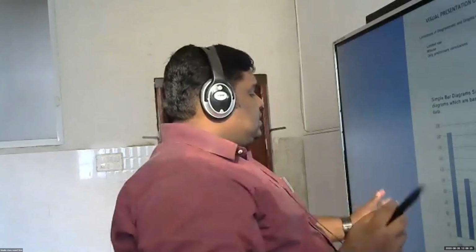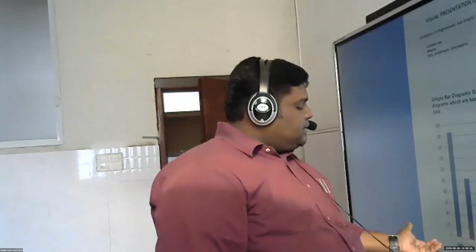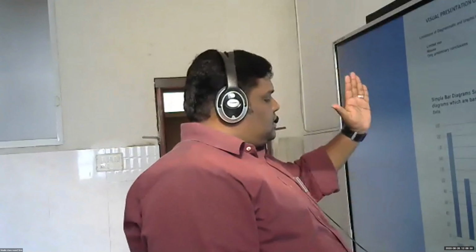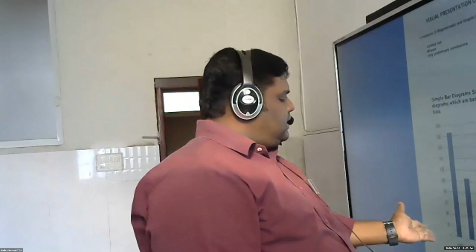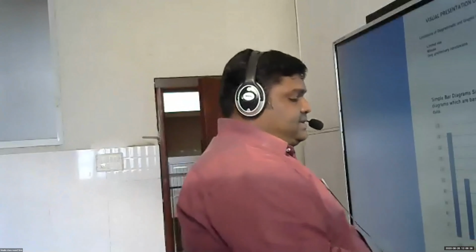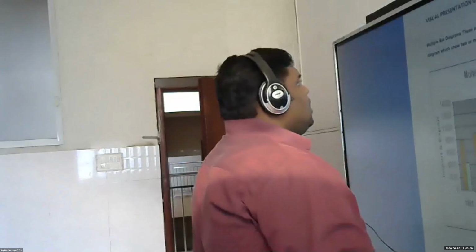You can see here on one axis the names of the states. On the other axis, the number is indicated. There is a vertical axis and a horizontal axis. Okay, next one we are moving.